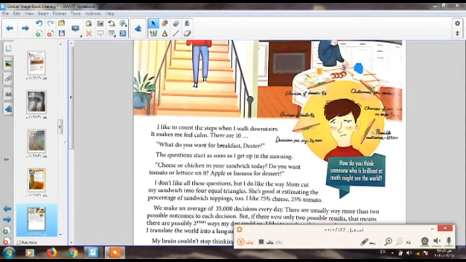Okay, so what do we have here? We have a person called Dexter, and this person likes to count the steps of the stairs while walking down.